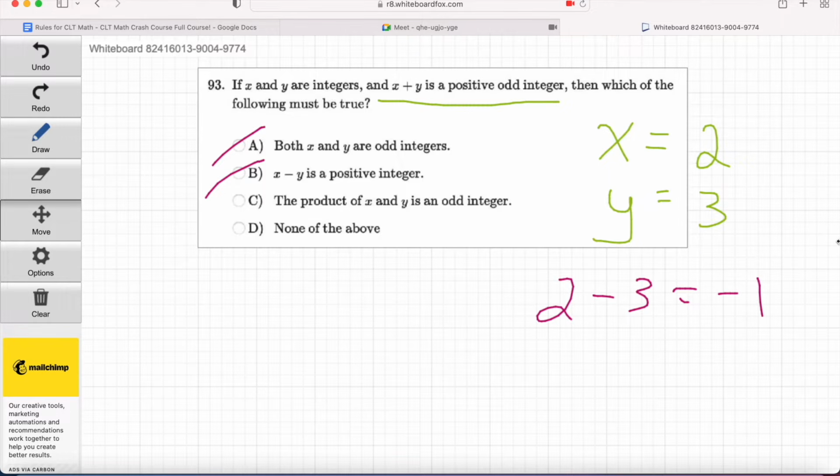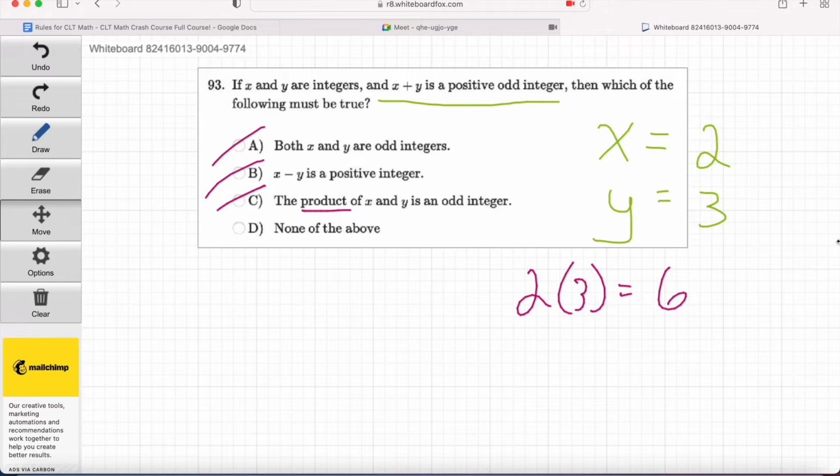Let's try answer choice C. The product of x and y is an odd integer. Let's talk about that term product. You've seen that before? What does product mean? Multiply. You're multiplying them, absolutely. Well, it's 2 times 3. 2 times 3 is 6. Is that an odd integer? No, that's even. So it can't be C. Does that make sense? Okay. I think we found our answer. It's D.